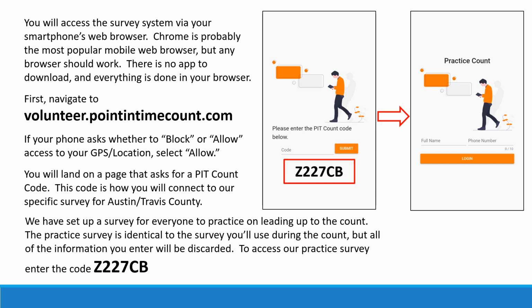You will land on a page that asks you for a PIT count code. This code is how you will connect to the specific survey for Austin-Travis County. We have set up a survey for everyone to practice on leading up to the count. The practice survey is identical to the survey you will use during the count, but all the information you enter will be discarded. To access our practice survey, enter the code seen here.